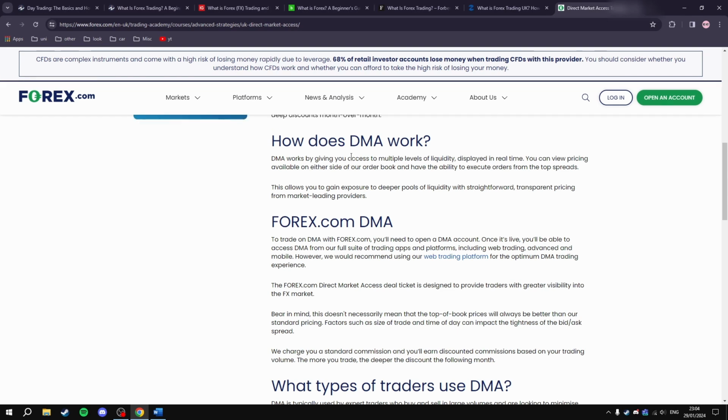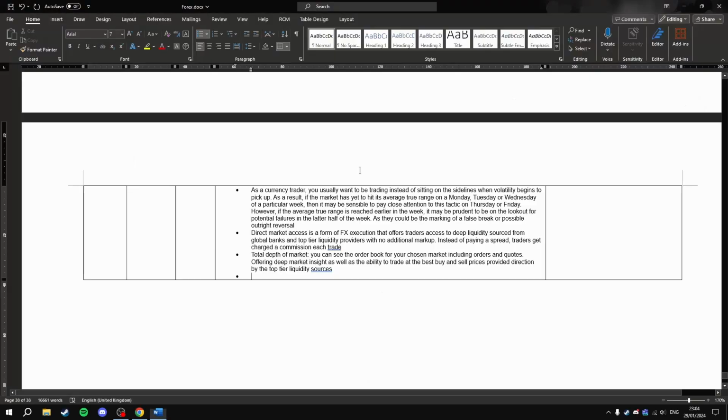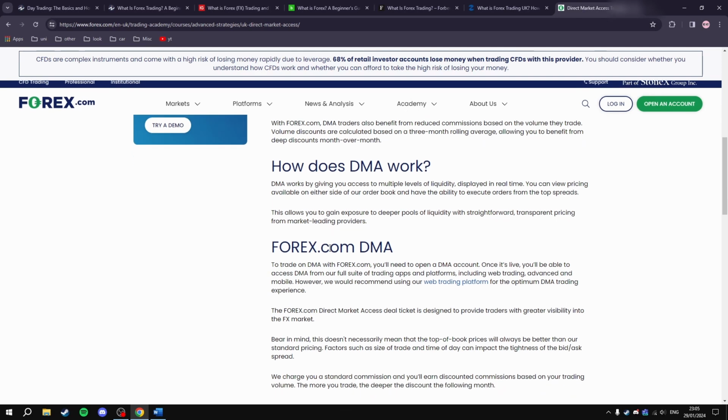How does direct market access work? Direct market access works by giving you access to multiple levels of liquidity displayed in real time. You can view pricing available on either side of our order book and have the ability to execute orders from the top spreads. This allows you to gain exposure to deeper pools of liquidity with a straightforward, transparent pricing from market-leading providers.